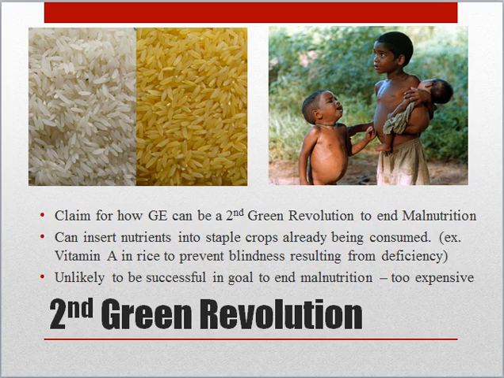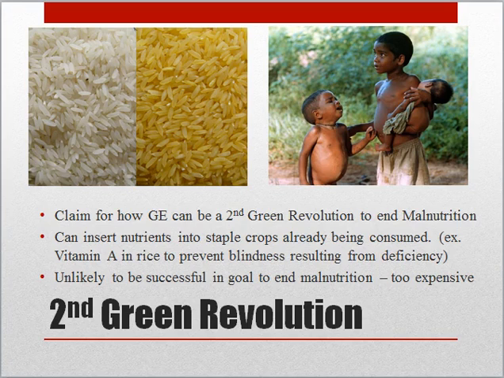The other major claim in favor of genetically engineered crops is that they can significantly reduce global malnutrition. The assumption is that it is easier and cheaper to add a nutrient to a crop that is already being consumed rather than to provide additional food or other crops that can provide the nutrient.